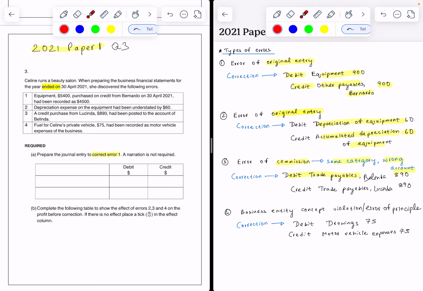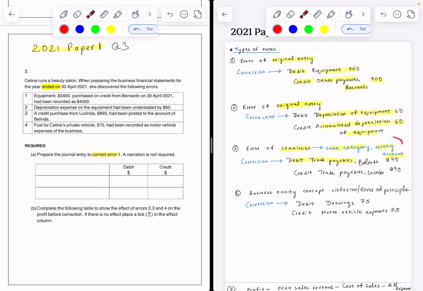A credit purchase from Lucinda of $890 had been posted to the account of Belinda. So this type of error is what we classify as an error of commission, because the same category is involved but the wrong accounts have been used. What do we understand by same category? Both Lucinda and Belinda are credit suppliers of the business, which means they are in the same category of trade payables. Okay? So we made a purchase from Lucinda, but we ended up recording it in the account of Belinda. So as you can understand, wrong accounts have been involved, right?